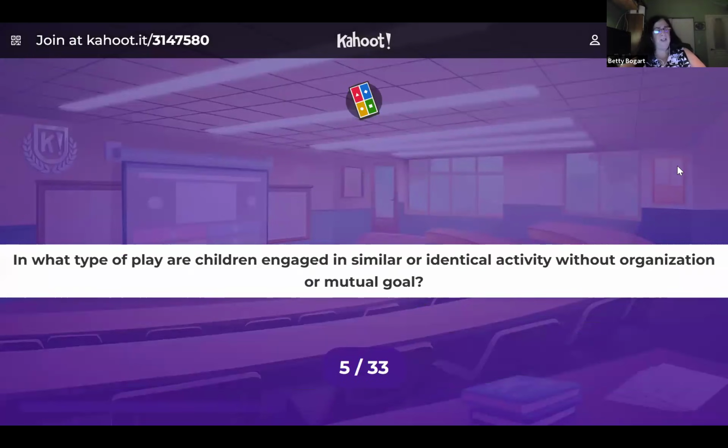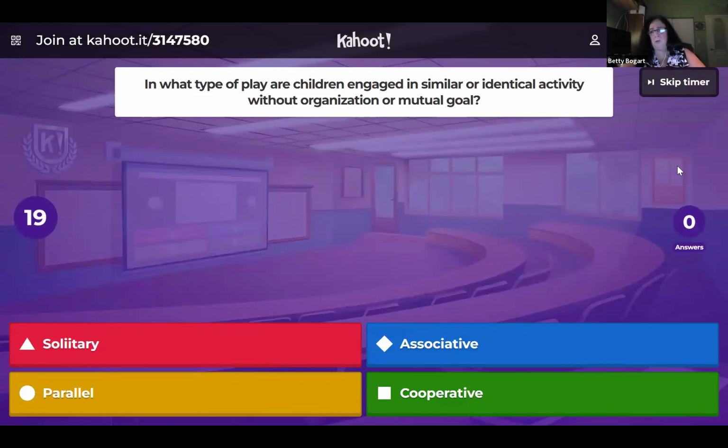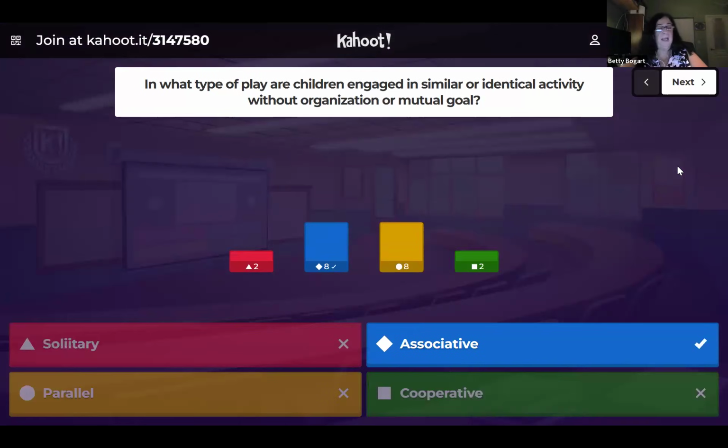In what type of play are children engaged in similar or identical activity without organization or a mutual goal? They're playing together with no goal. Which one is that? And that's preschoolers. It's called associative. I know it's the first time you're seeing it, but I'm going to warn you, you're going to see it again and again.